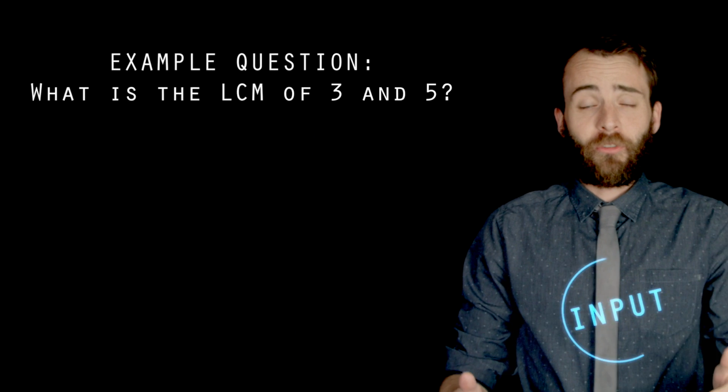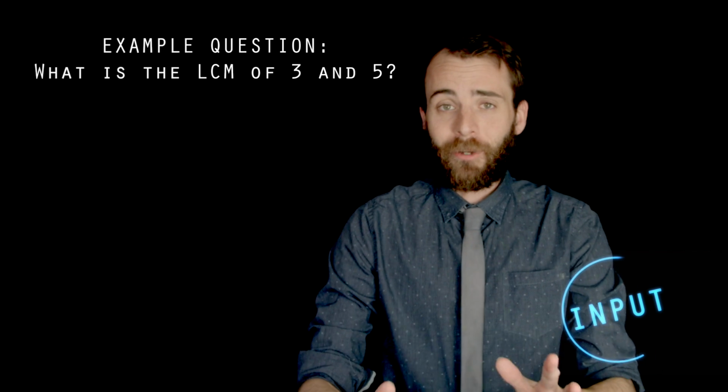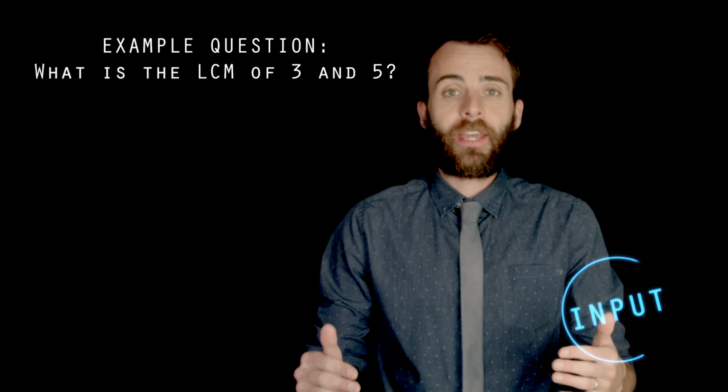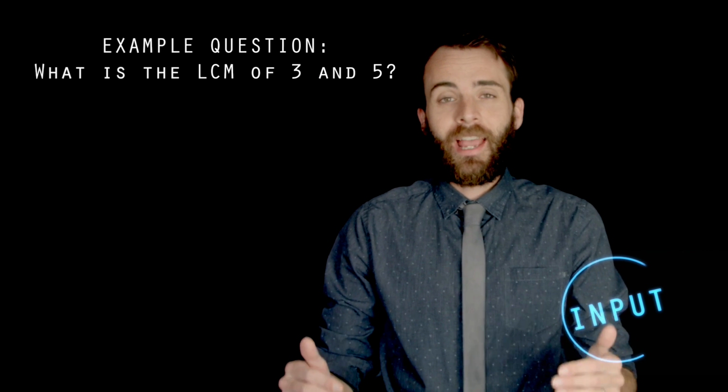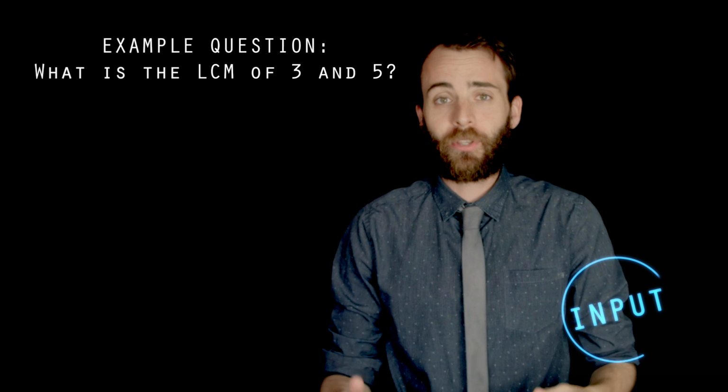If you know that straight off the bat, absolutely fantastic times table knowledge, well done. However, if you don't, here's how we get there. We're going to lay out the times tables for both of these numbers, and when we find a match, we'll know that that is the smallest number in both lists.